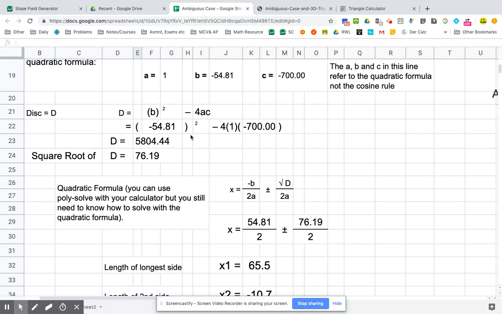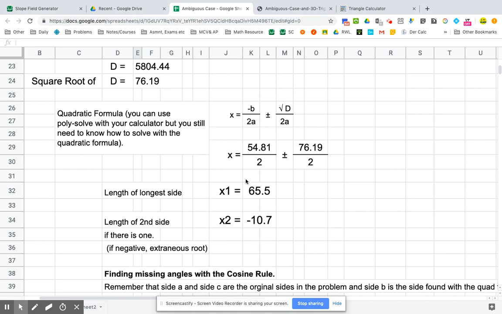So there are two solutions to the quadratic. When we go through the quadratic formula, we get one solution that's 65.5, but our other solution is negative 10.7. Can the length of a triangle be a negative number? No, it can't. So really we only have one solution that works. And that's what we would have thought, because we would have thought there was one triangle. So even though the discriminant is positive, only one of the solutions makes sense.